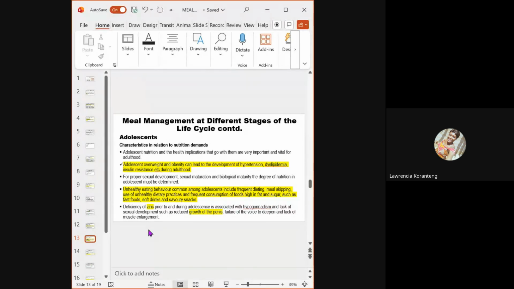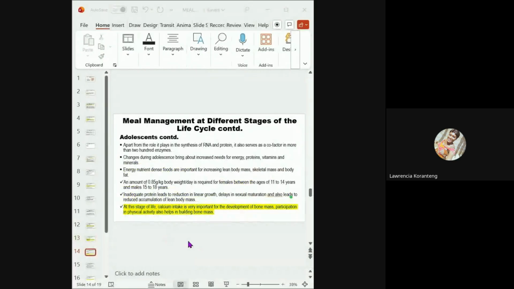Then we also said that we should be very careful of unhealthy eating behavior during the adolescent stage because the girls may be looking to get thinner bodies and other stuff, so they may be skipping meals and other things. And then at this stage too, we should still take care of their diets because some of them will be eating fast food, unhealthy snacks and other things. So this stage too is very important, and then we have to take care of them.